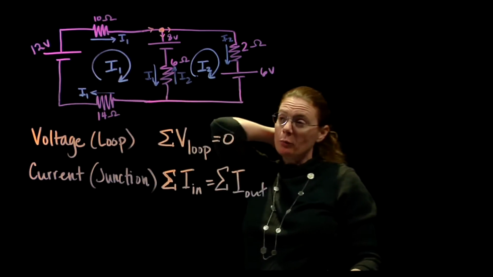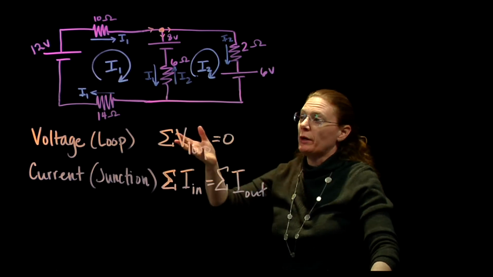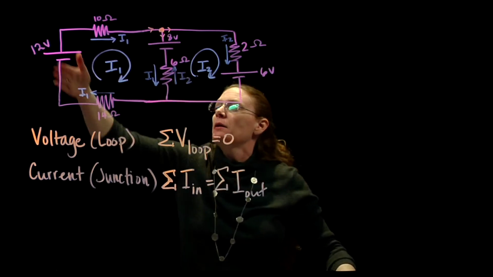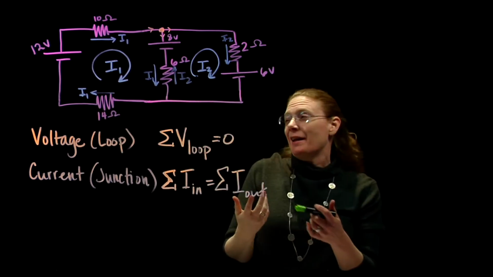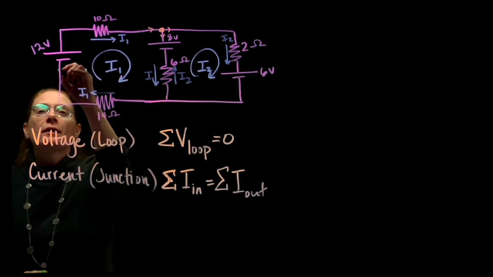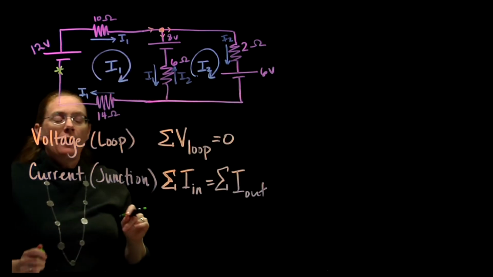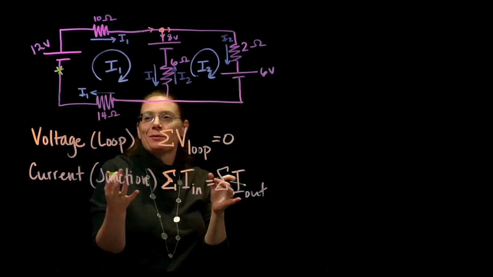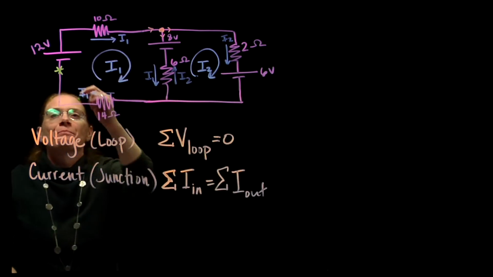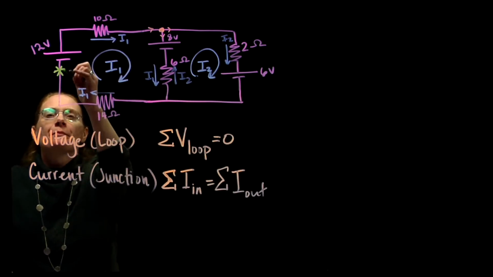And I'm going to pick a starting point. It doesn't matter what your starting point is. You can start anywhere in this loop. Personally, I like to start at the back end of a battery just because then I can always have the first thing in my equation be positive. And I like starting positive. So I'm going to start right here.